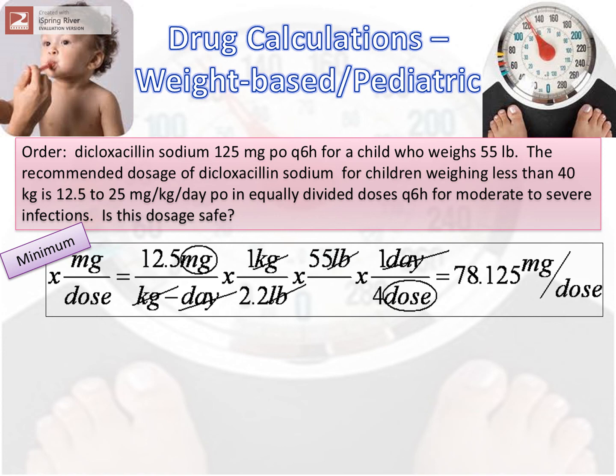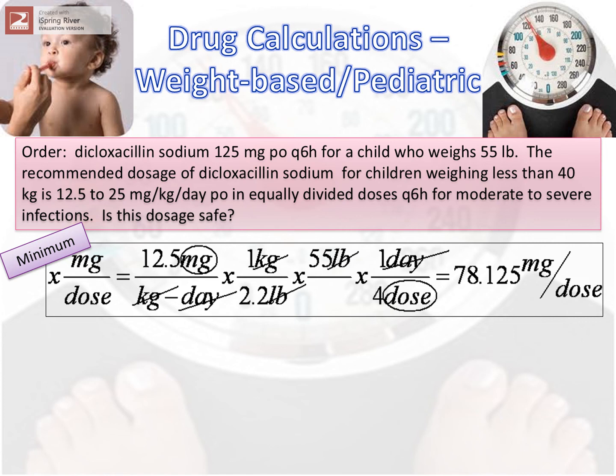We'll put milligrams on top. Where in the problem do we see milligrams? Remember, we're starting with the minimum, so 12.5 is the minimum. Milligrams per kilogram per day. So kilogram day is going to go on bottom. How do we cancel out that kilogram? Well, where in the problem do you see kilograms? You don't. You see pounds. But we know the conversion factor for pounds. So we're going to put kilograms on top. 1 kilogram is 2.2 pounds. So we'll put pounds on the bottom.